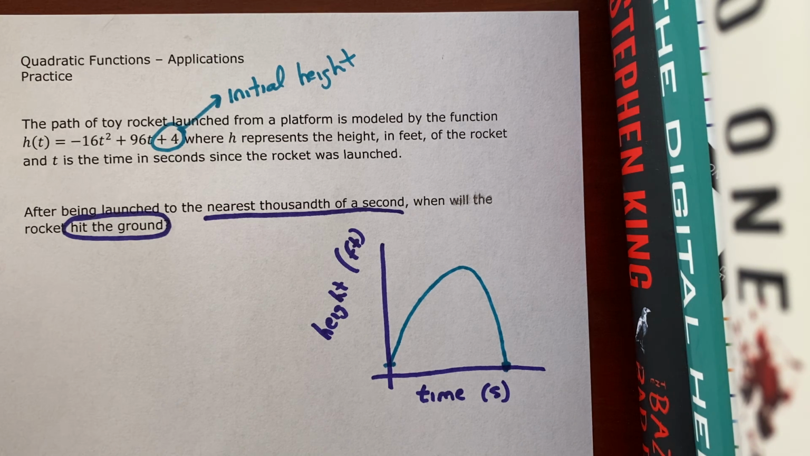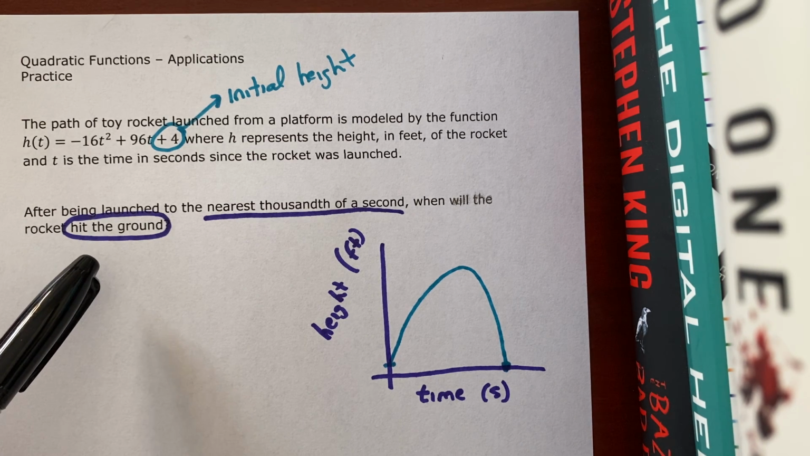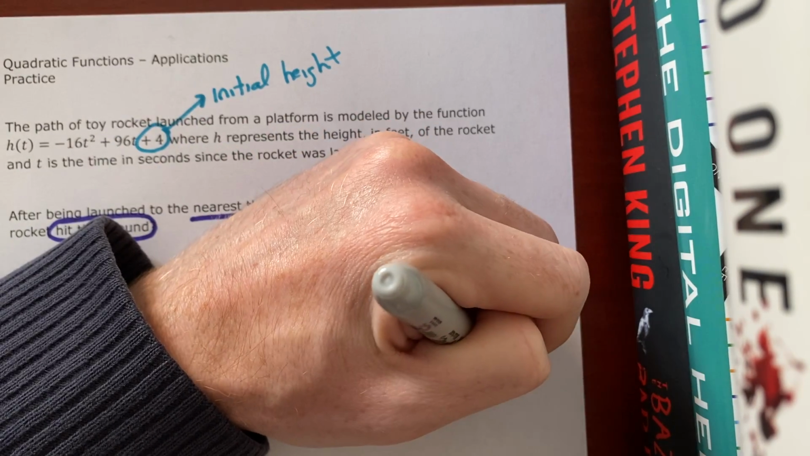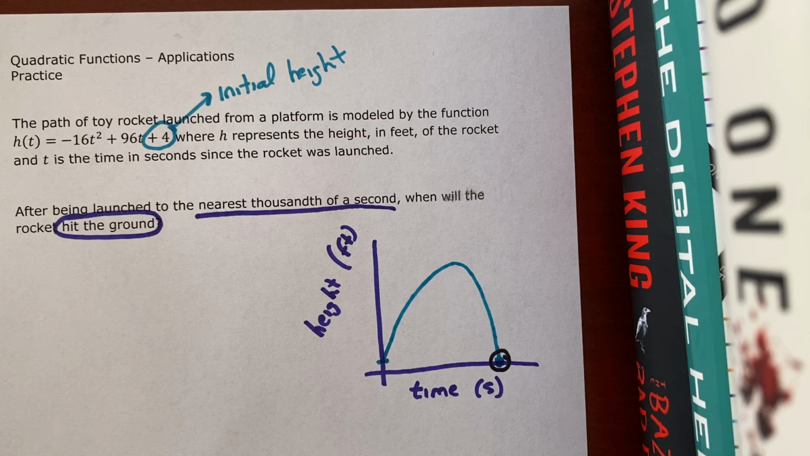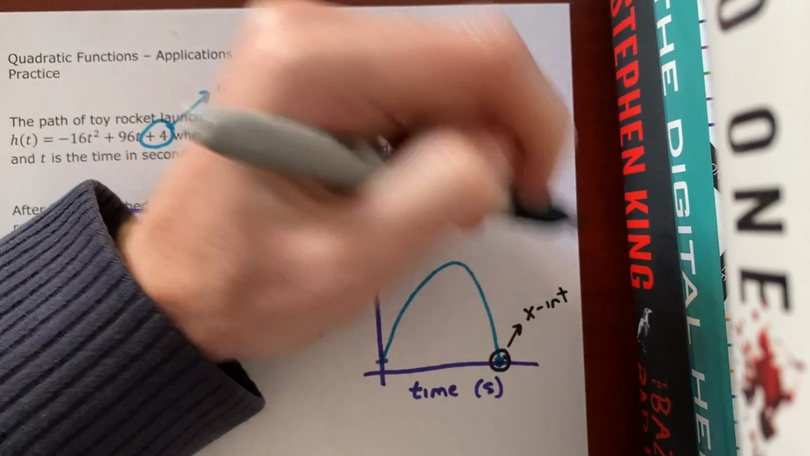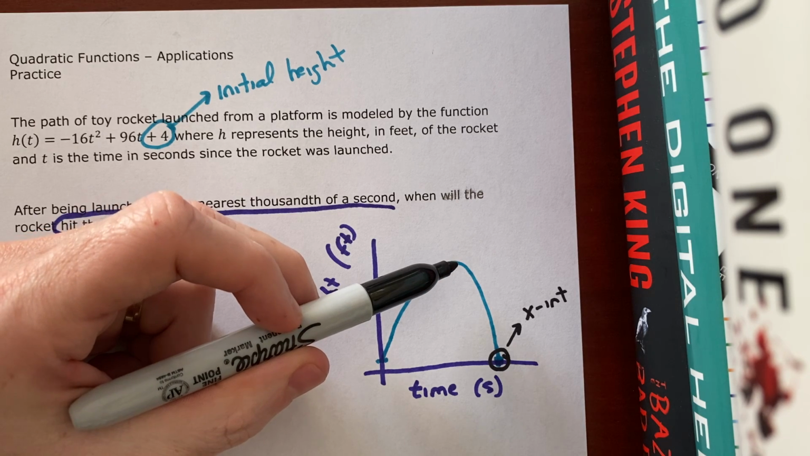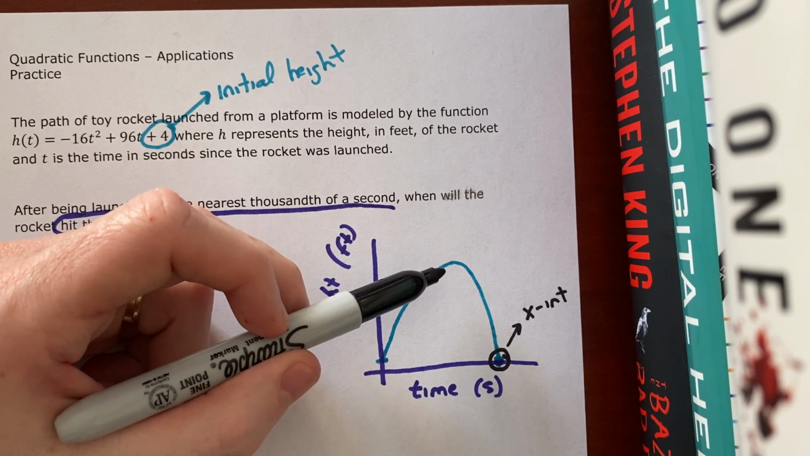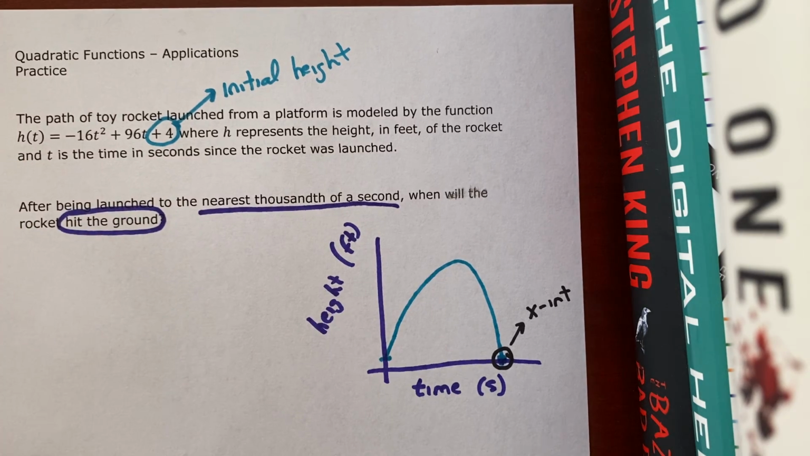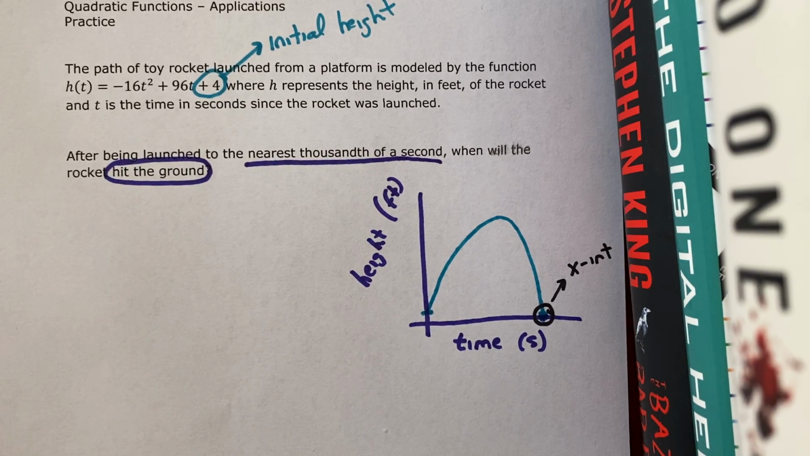What this question says is, how long does it take for it to hit the ground? So I'm looking for this coordinate point. I'm looking for that point right there, which hopefully you know is an x-intercept. I don't care about the maximum height or how long it took to get to the maximum height. I don't care about the vertex. I care about when it hits the ground. That's that x-intercept.